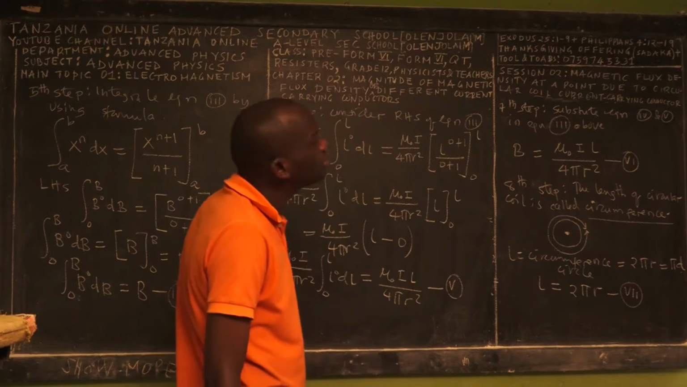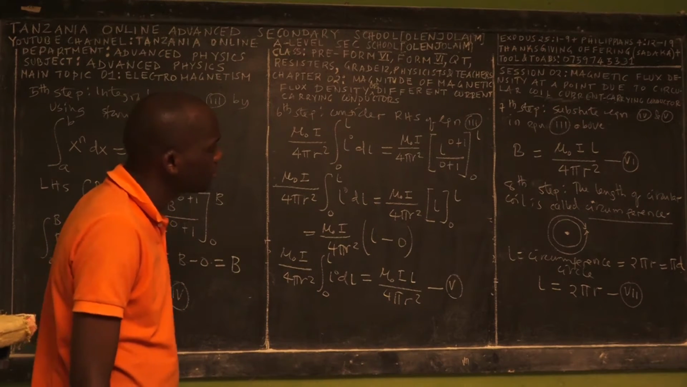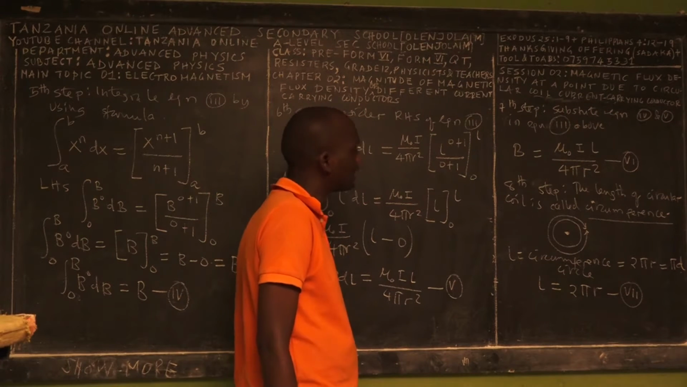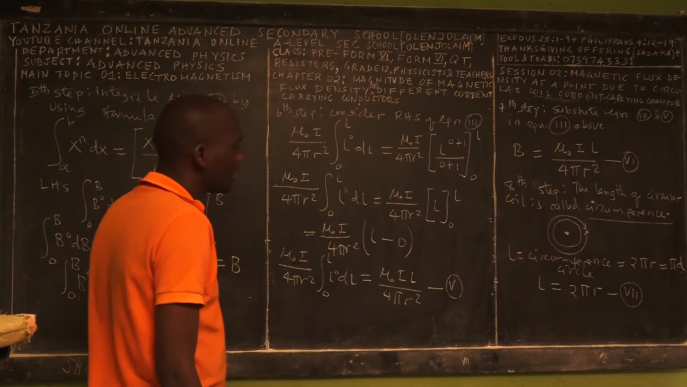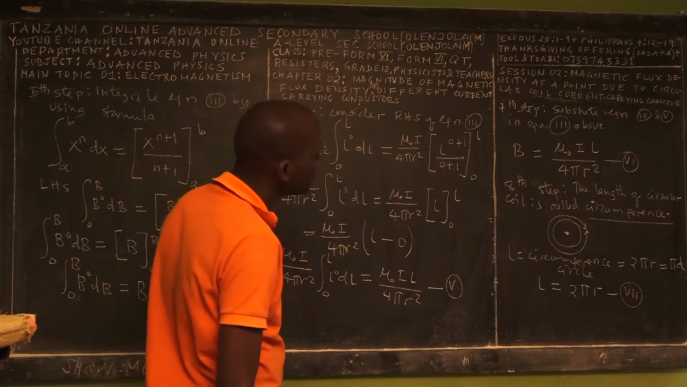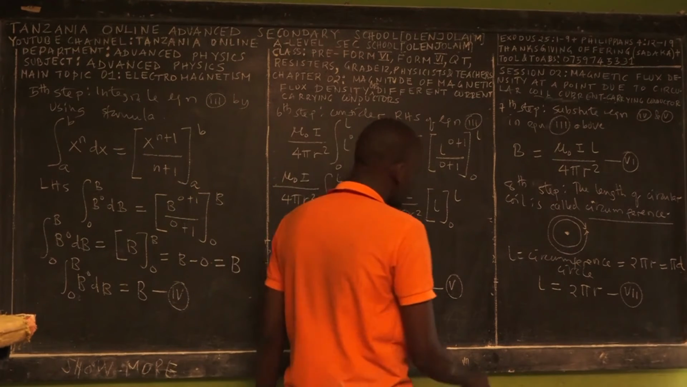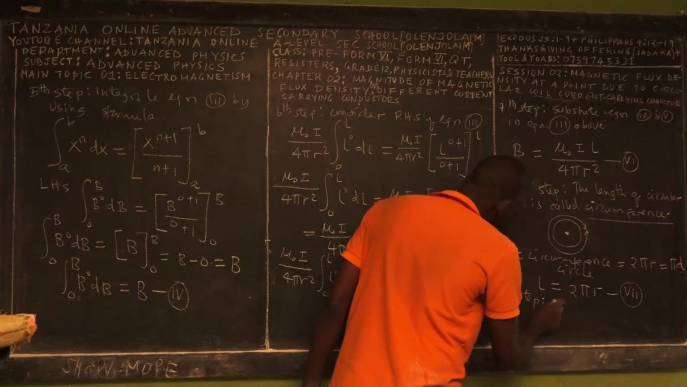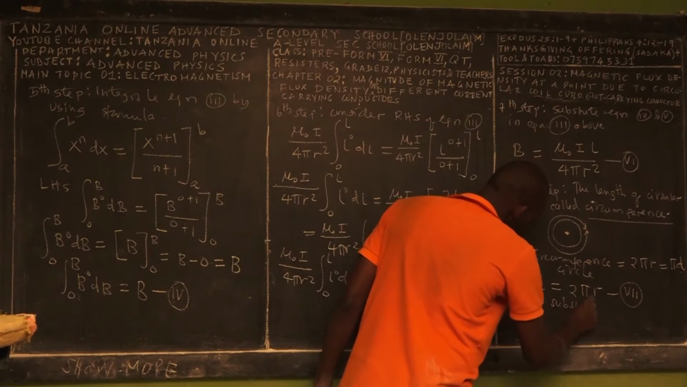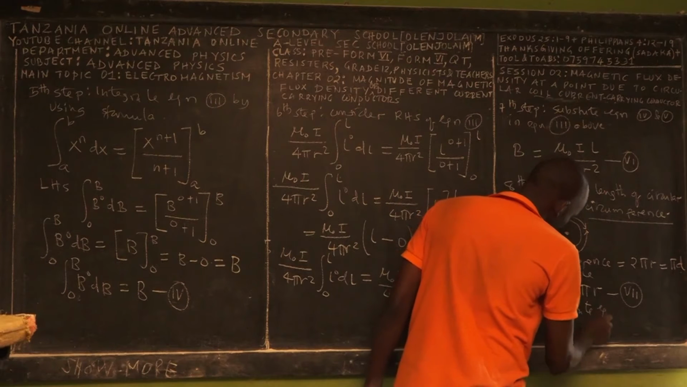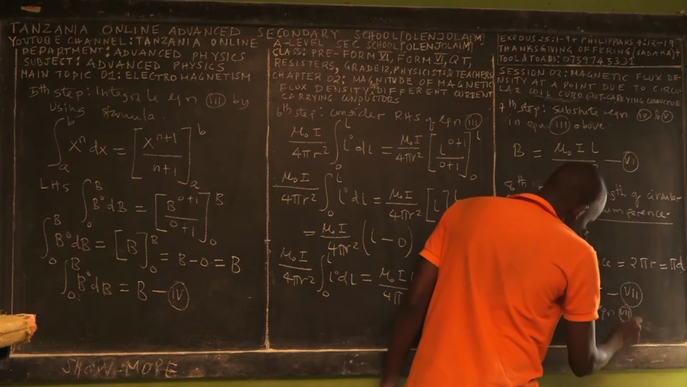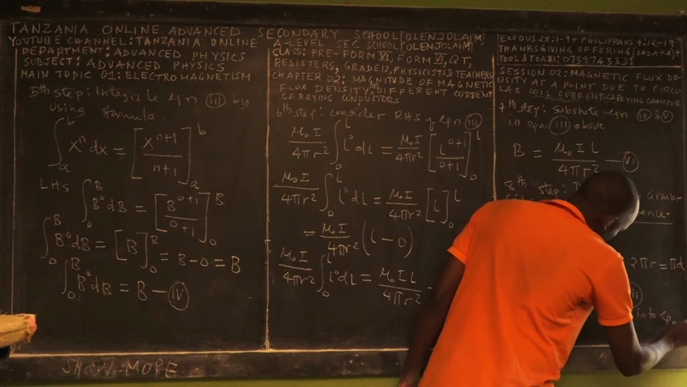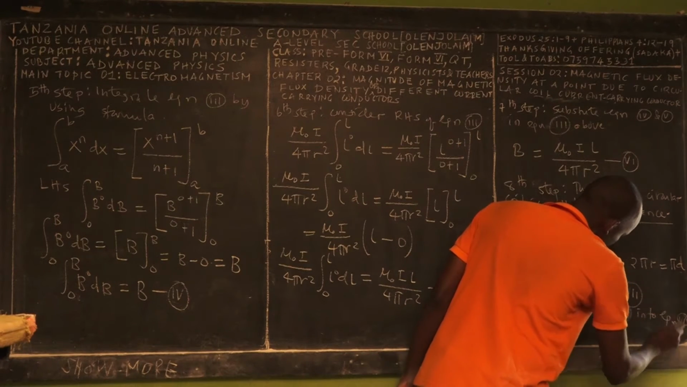Now, to finalize the derivation of the formula for the magnetic flux density at the center of the circular coil, we get to the 9th step. For the 9th step, we say substitute equation 7 into equation 6.